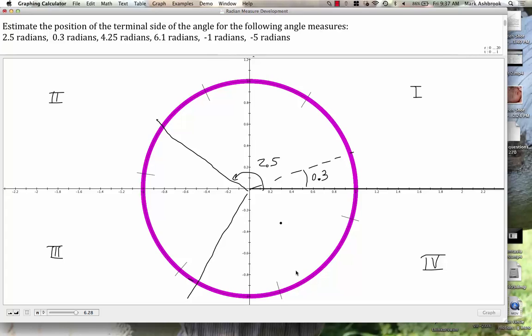6.1. Just 1/10 past. That's the best 6.1 angle I've drawn all day. All the way around to here. So the amount of openness is almost a whole circle, right? It's almost a whole full rotation.